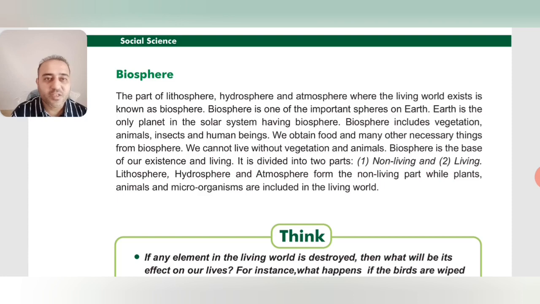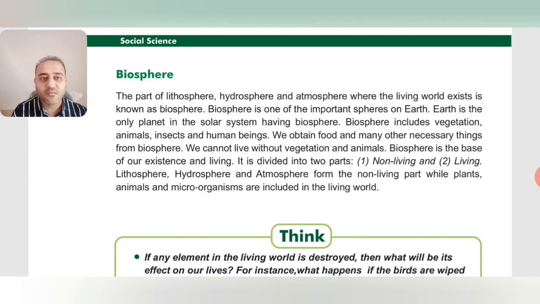Biosphere includes vegetation, animals, insects, and human beings. We obtain food and many other necessary things from biosphere. We cannot live without vegetation and animals. Biosphere is the base of our existence and living. Biosphere is divided into two parts, right? Basically, in this sphere we can see the living and the non-living things. Lithosphere, hydrosphere, and atmosphere form the non-living part, while plants, animals, and microorganisms are included in the living world. So as we have seen, the biosphere consists of land, water, and atmosphere, right?